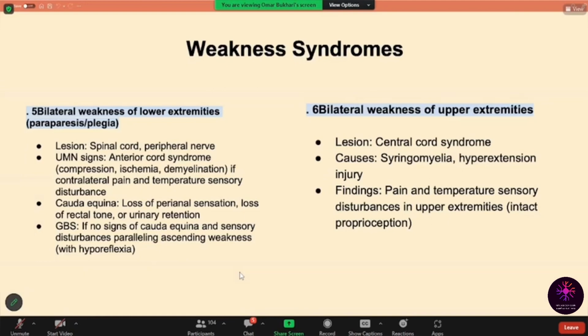Bilateral weakness of upper extremities. Lesions can be in the center, called central spinal cord syndrome, caused by syringomyelia and hyperextension injuries. Findings can be pain and temperature sensory disturbance in upper extremities, intact proprioception because it spares the dorsal column of the spinal cord.